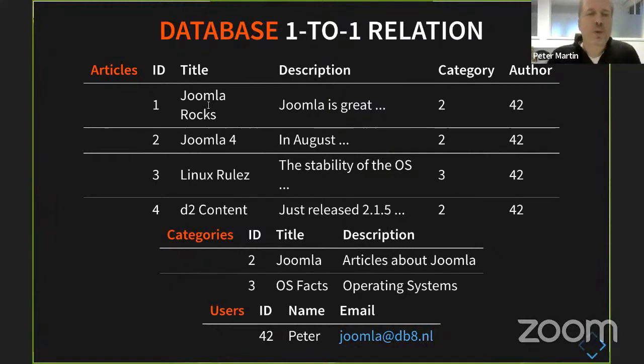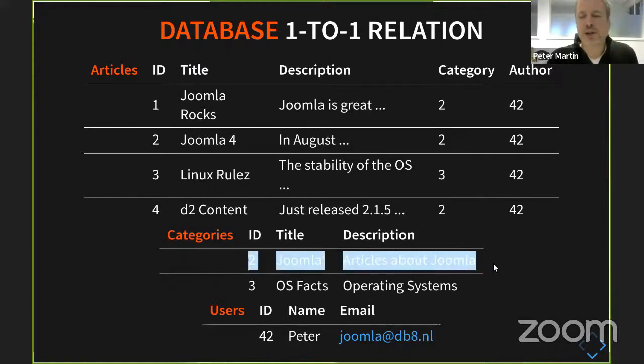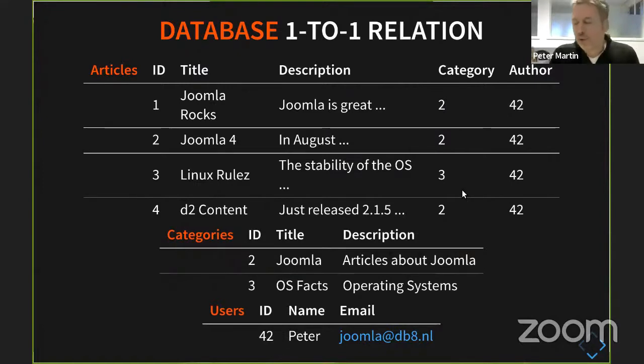This is called a one-to-one relation. One category ID is to one other category. Here's the information about the category. This is also the reason why every article in Joomla can only have one category and not multiple categories. Tags are different because tags are stored in a different way. One tag can have multiple articles, and articles can have multiple tags, but category is just a one-to-one relation.